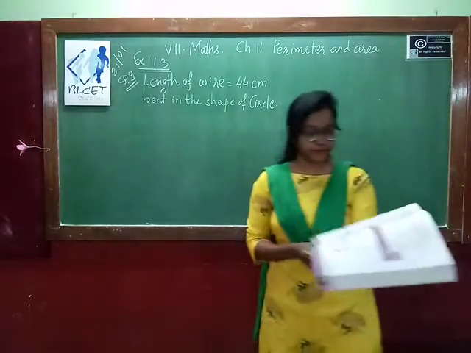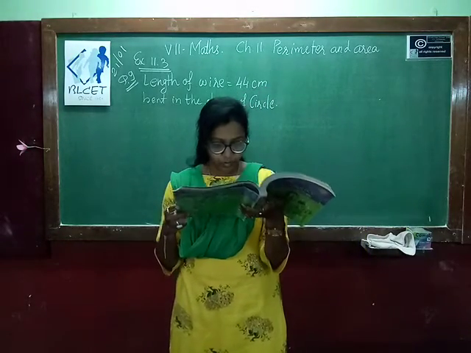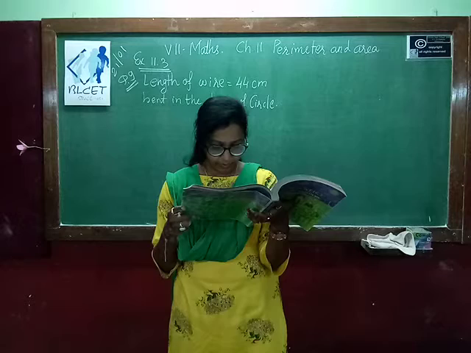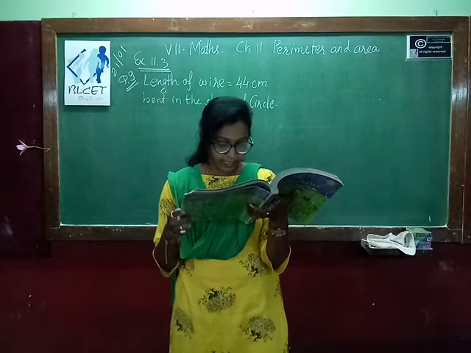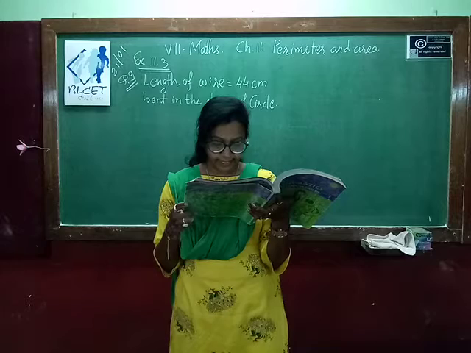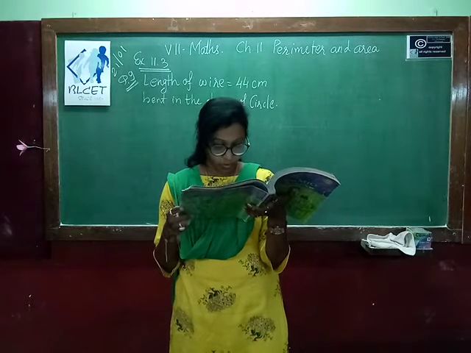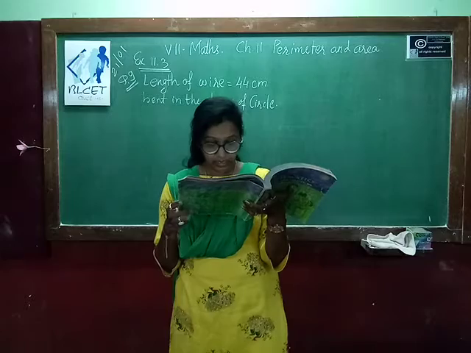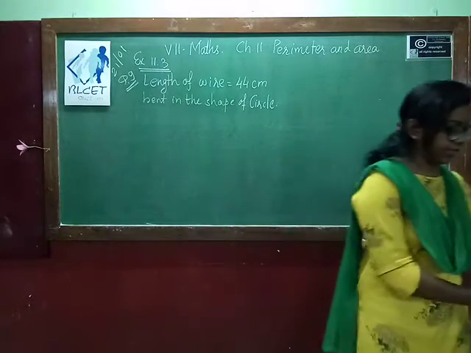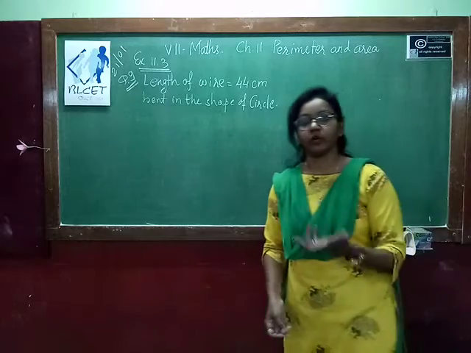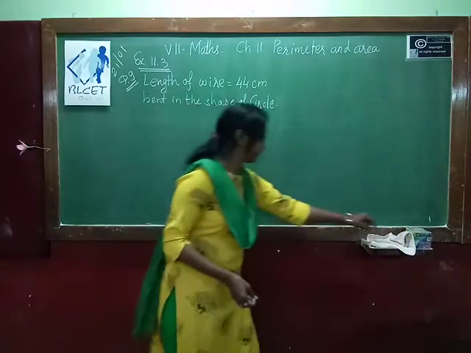The question is, Shruti took a wire of length 44 cm and bent it into the shape of a circle. Find the radius of the circle, also find its area. If the same wire is bent into the shape of a square, what will be the length of each side, and for that also we have to find the area, and then which figure encloses more area, that we have to find.